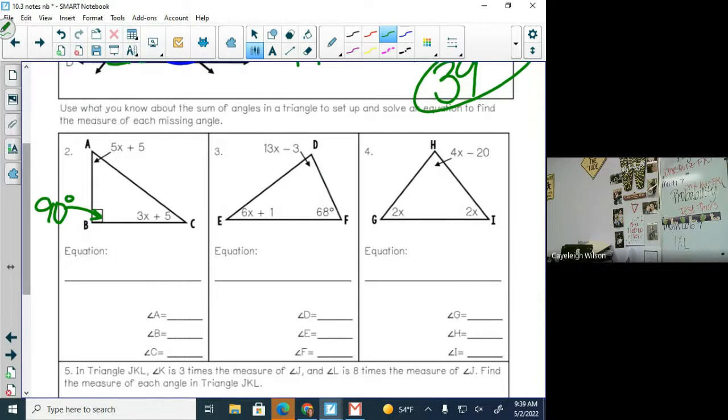Now, what do we know about all the interior angles of a triangle? They equal 180. So that means if I have this angle and I add it to this angle plus this angle, it's going to equal 180. So 5x plus 5 plus that 3x plus 5 plus that 90, I know that it's all going to have to equal 180. All 3 of those angles added together have to equal 180.